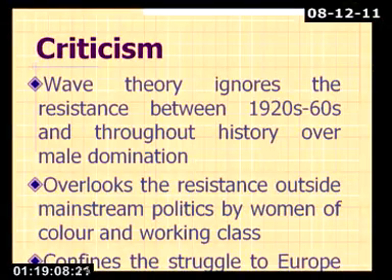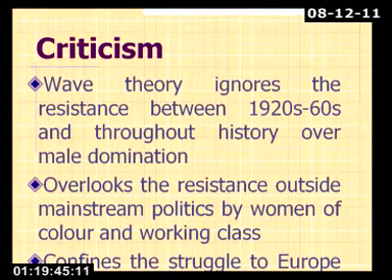Now, when we talk about these waves, the first wave, then the second wave, then the third wave, a lot of people do not like this categorization. They say that it is right to have delineated it into phases and waves, but the criticisms that are mainly raised are that wave theory ignores the resistance between the 1920s and 60s, and throughout history, over male domination. So it doesn't take into account all the resistance movements that had started. They only talk about what they are asking for, what they want, but what about what they had done, how they had resisted?